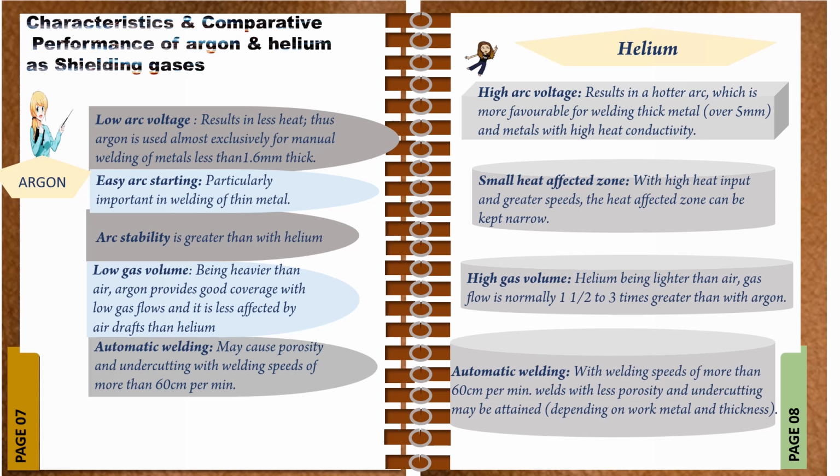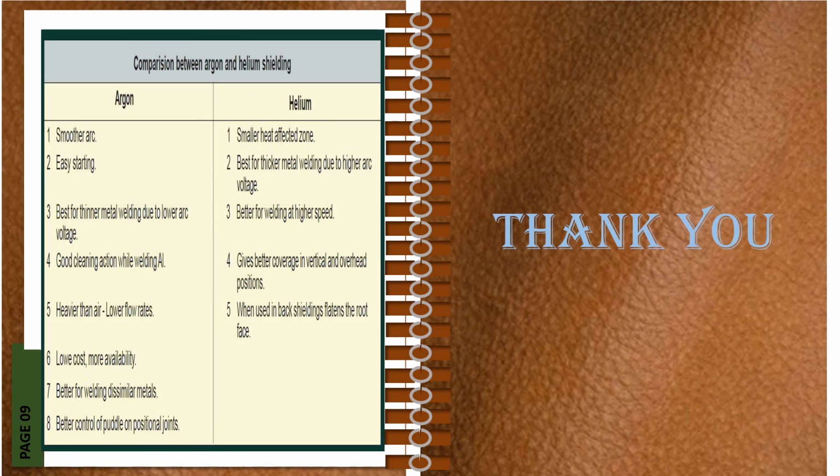High gas volume. Helium being lighter than air, gas flow is normally 1 1/2 to 3 times greater than with argon. Automatic welding. With welding speeds of more than 60 cm per minute, welds with less porosity and undercutting may be attained depending on work metal and thickness. Here you can see comparison between argon and helium shielding.